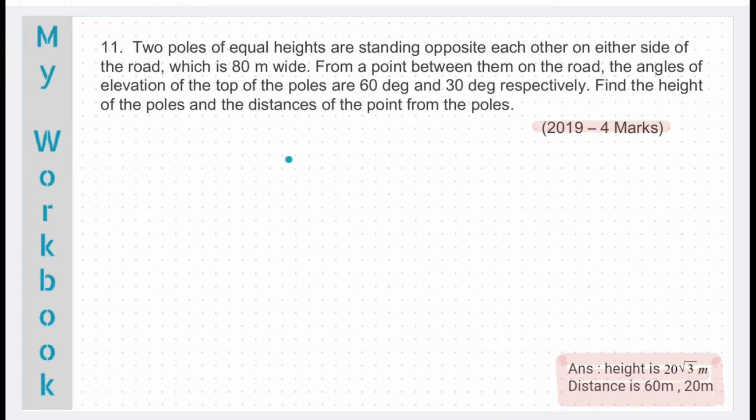Question number 11. Two poles of equal heights are standing opposite each other on either side of the road, which is 80 meters wide. From a point between them on the road, the angles of elevation of the top of the poles are 60 degrees and 30 degrees respectively. Find the height of the poles and the distances of the point from the poles. So it's a 4-mark question from the 2019 board exam.